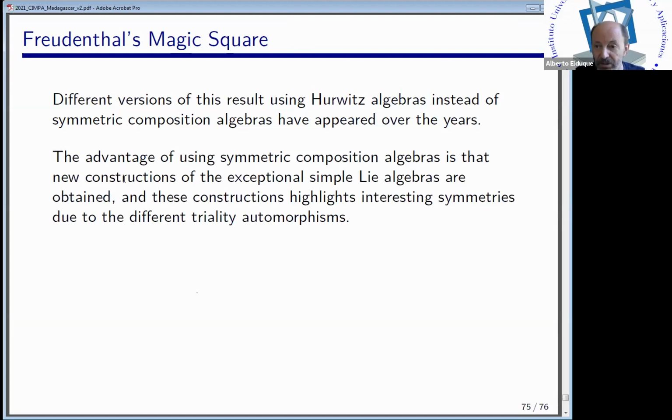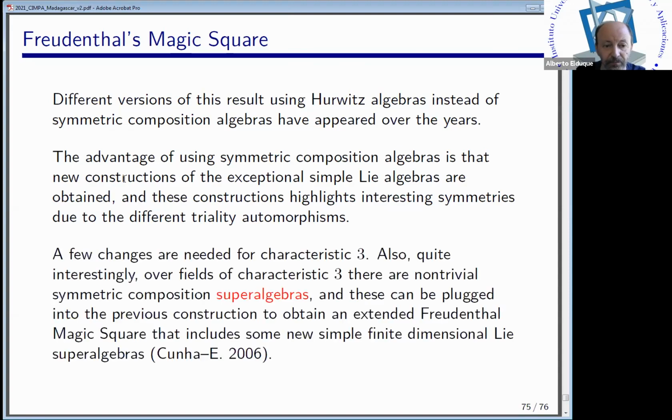Also, depending on which symmetric composition algebra you use, this is reflected in some kind of symmetries that appear naturally in these algebras. So, for instance, you can get E8 using the two symmetric composition algebras being para-Hurwitz algebras, the two Okubos, or one para-Hurwitz and one Okubo. And depending on how you construct this largest Lie algebra E8, depending on which construction you use, you get different symmetries. Some symmetries of the algebra come out more easily.